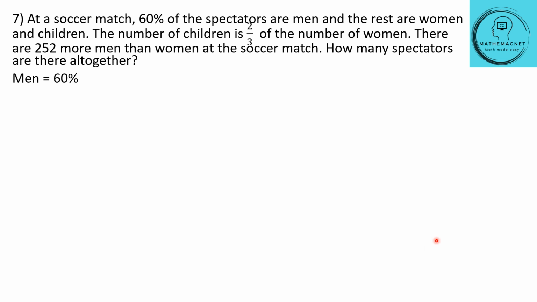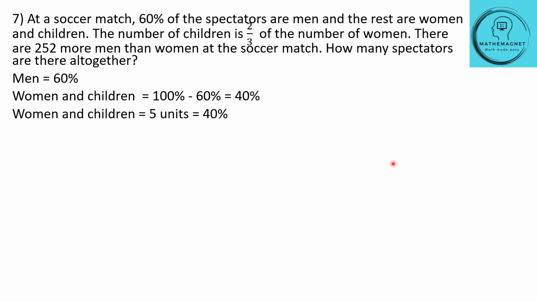So here we know men are 60%, correct? So this is 60%, and we know children are 2 by 3 of women. So if women have 3 parts, children will be in 2 parts. So this is 2 by 3. This is how we draw the bar model for 2 by 3. And also we know the difference between men and women, that is there are 252 more men than women. This extra amount is 252. So with all these details, let's see how we can solve.